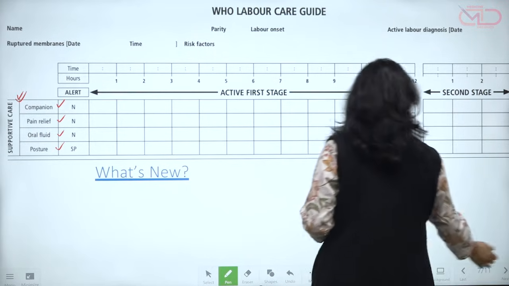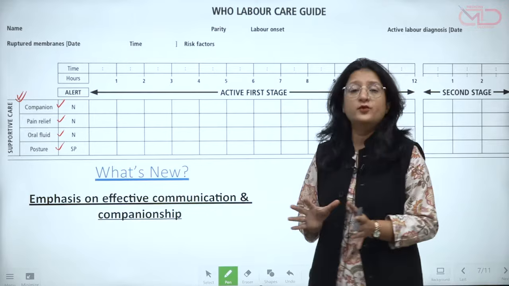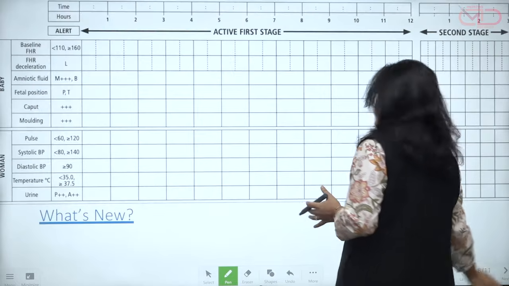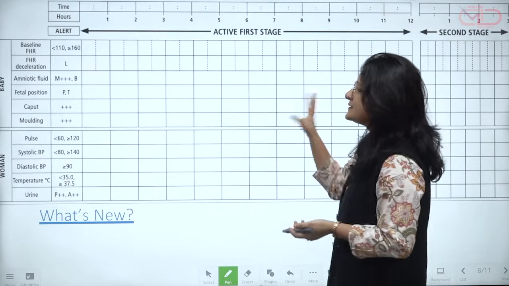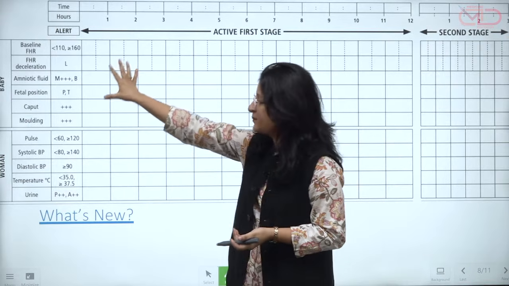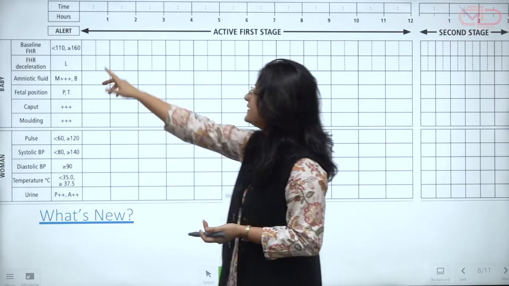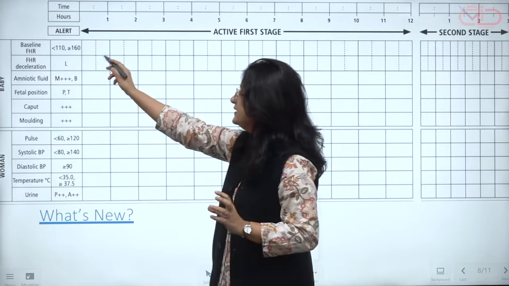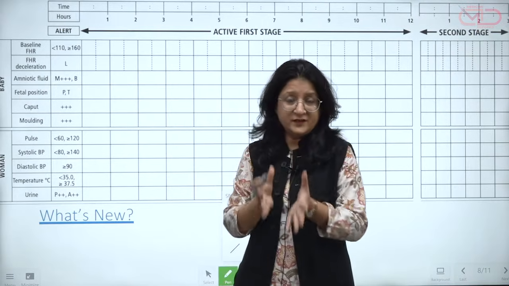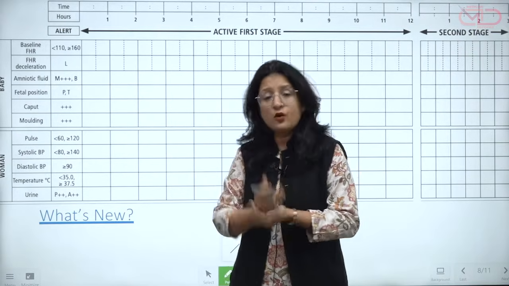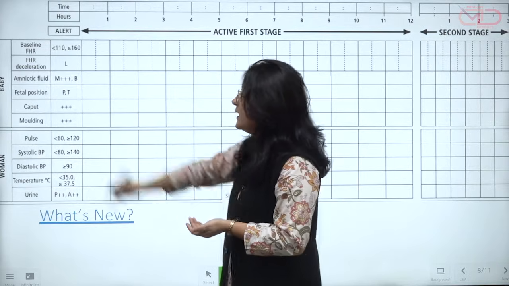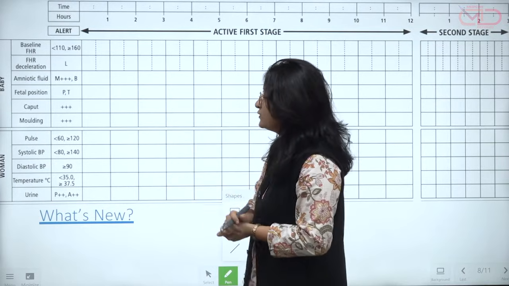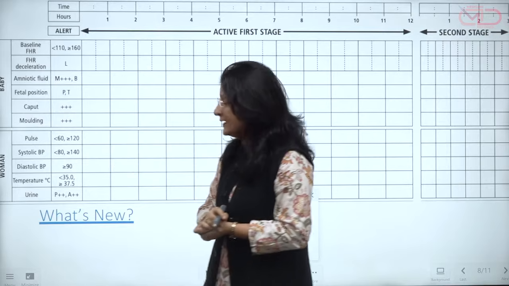So yes, a lot of emphasis is given on effective communication and companionship and supportive care to the woman as well. So that's something new. What's also new here, you can see now the characteristics of the baby and the woman that are noted here, and we can see that the baseline fetal heart rate is documented, counted and documented in beats per minute. A column is noted about fetal heart rate decelerations, whether present or not, whether early or late or variable, amniotic fluid, just like the one in the previous modified WHO Partograph, that is also there. Noting of caput and molding is also there.